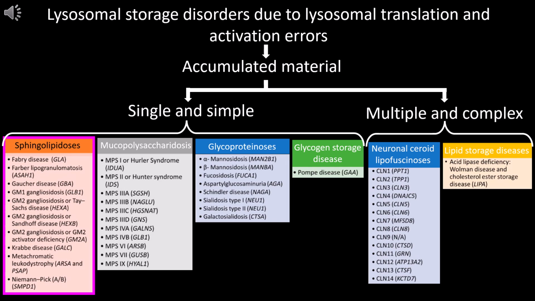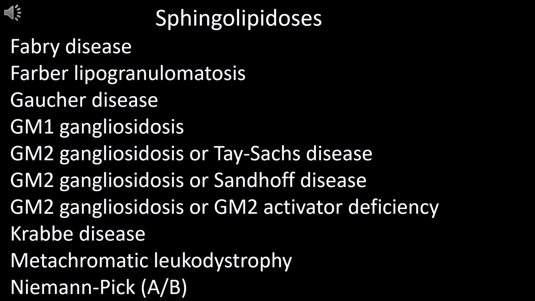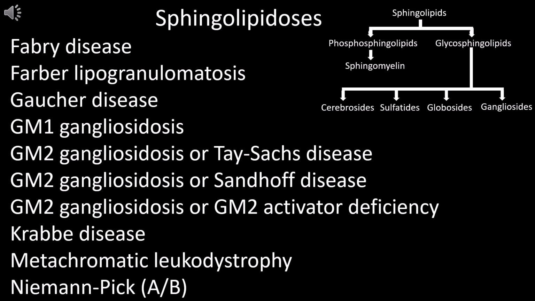As you can see in this frame, sphingolipidoses are the consequence of lysosomal translational or activator errors leading to the accumulation of single and rather simple materials. The sphingolipidoses, here listed, are produced by deficient enzymes or activators, blocking the normal catabolic pathways of the different sphingolipids, which I will now name: sphingomyelin, cerebrosides, sulfatides, globosides, and gangliosides.